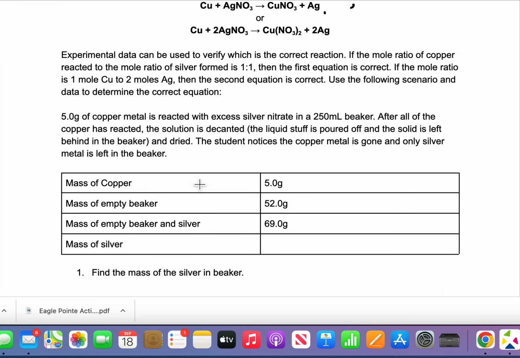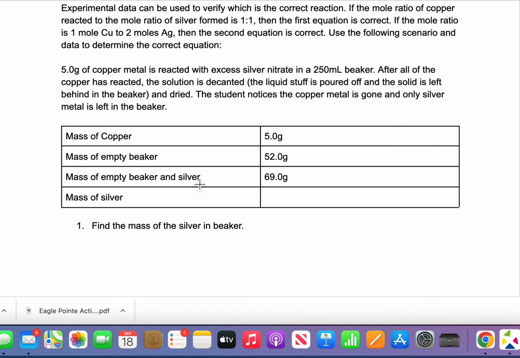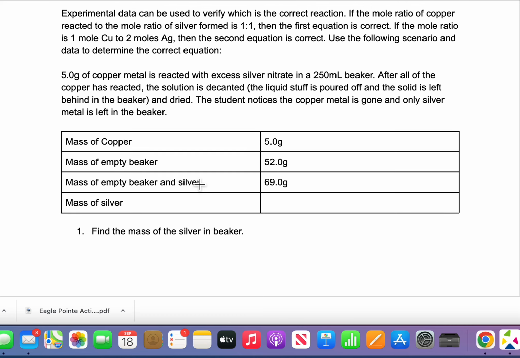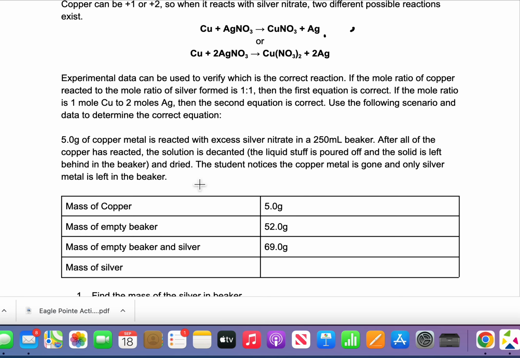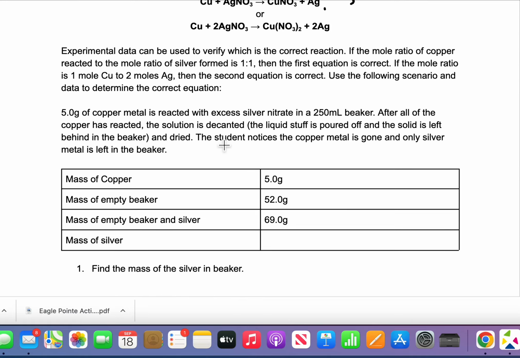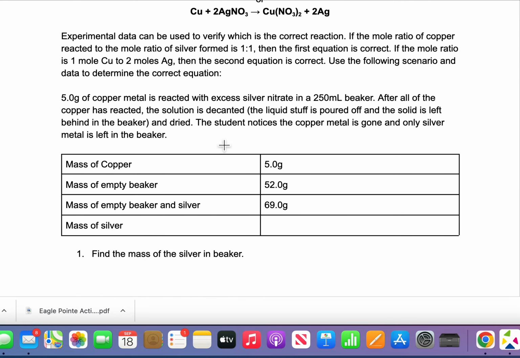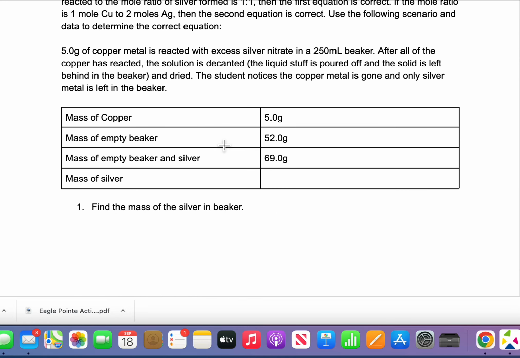So let's say we put 5 grams of copper in a beaker, and then we have an empty beaker. Then we add some silver nitrate to it, and we stir it up, and there's a chemical reaction, and the copper turns to copper nitrate, and silver metal comes out of that. At the end, you could pour all the liquid out, and you would be left with just silver in the beaker.